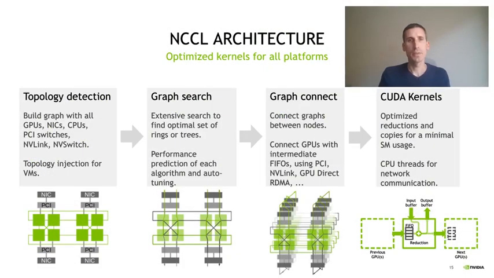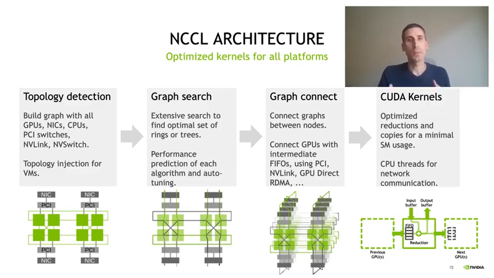So this is an overview of the NCCL architecture. First, we have a very advanced topology detection that will find where GPUs are, PCI switches, NICs, NVLinks, everything to know how GPUs are connected to each other and to the NICs if we are going to do some network communication. This step will build a graph representing the topology of the compute node, and this will be used on the second step, which is the search.